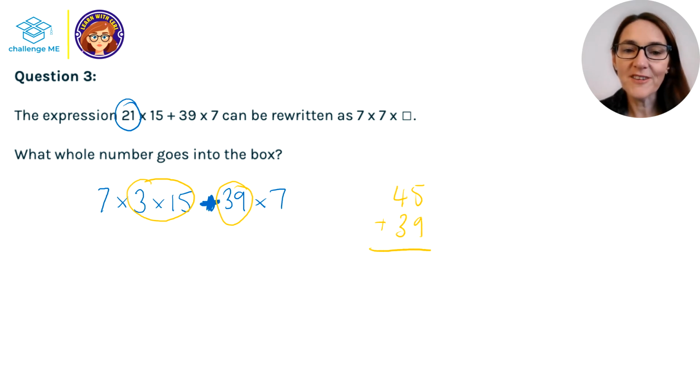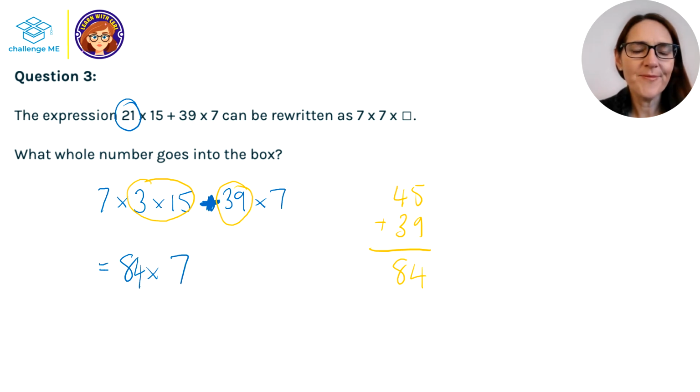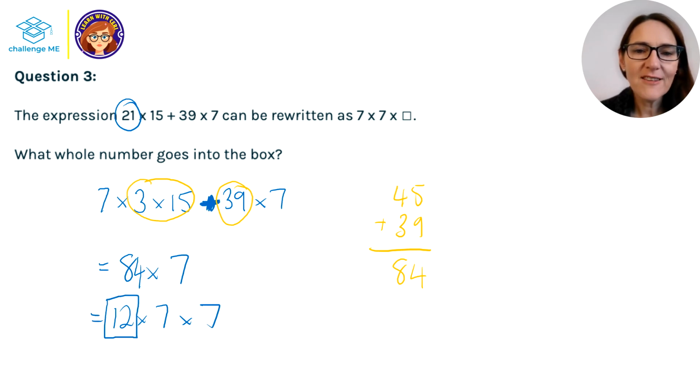So we know when we add 39 we can just add 40 and take away 1. So that would give us 84. So this expression is actually 84 lots of 7. Now, is 84 a multiple of 7? Yes, it is. 70 plus 14. So it's 12 lots of 7. So this is actually 12 lots of 7 and then times by that extra 7. And there we go, we've solved it. 12 must be the number in the box.